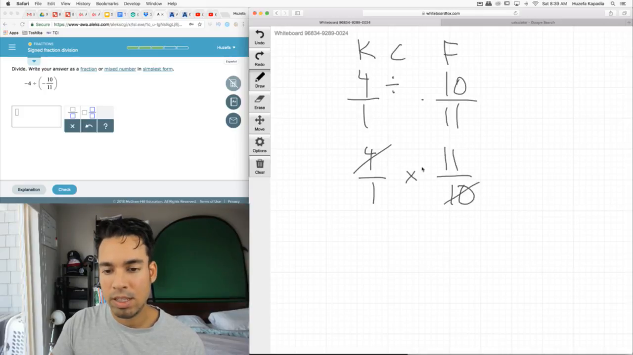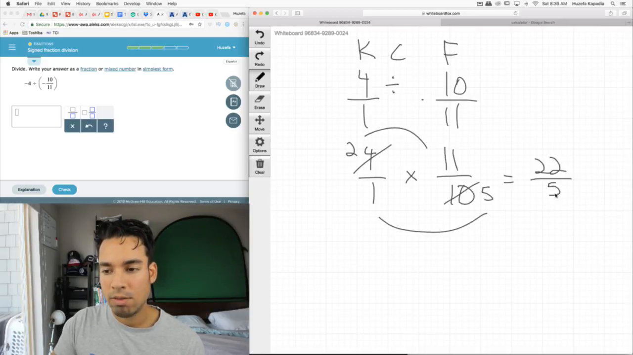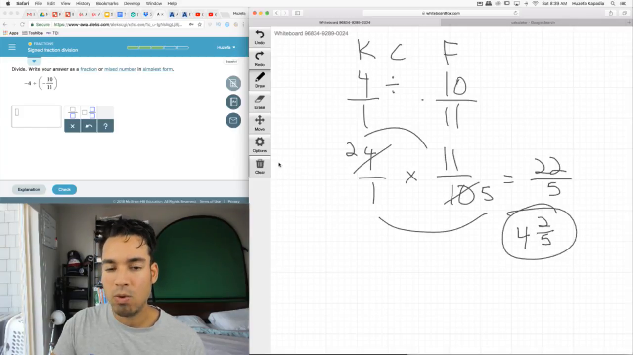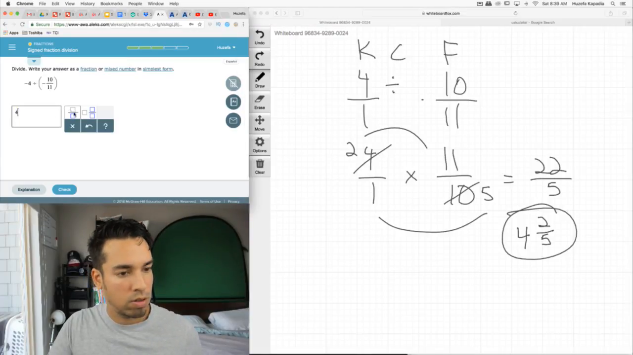Cross simplify. Divide these two by 2. And we get 2 and 5. Multiply across, and we get 22 over 5. How many 5s can we pull out of this? We can pull out 4. So it's a whole number of 4. And what's left over? Well, we pulled 20 out. We've got 2 left over. And we've got 4 and 2/5.